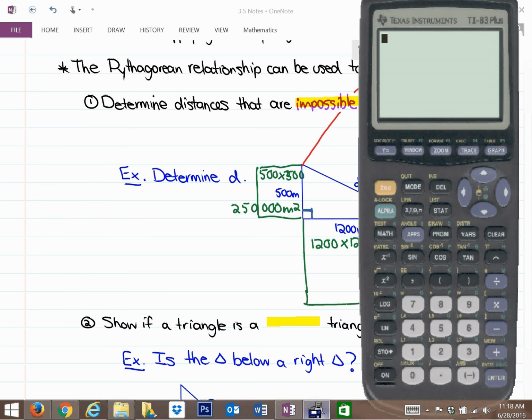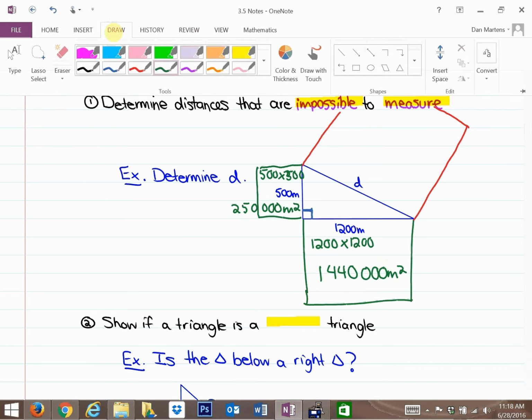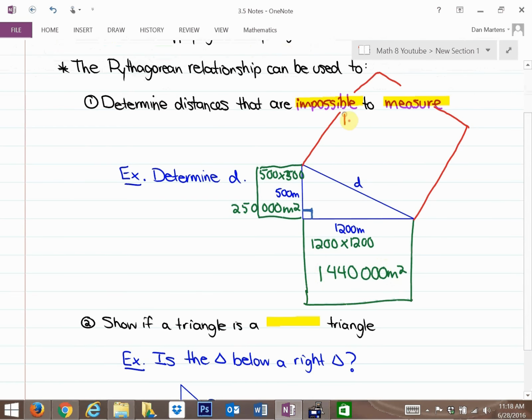We can also do 1200 times 1200, and you are going to want to try this on your own calculator as I'm doing this. It's always better if you pause this video and try some things on your own. Otherwise you're just watching and not really participating in your own learning. That's going to be 1,440,000 meters squared. This largest area is going to be the sum of those two.